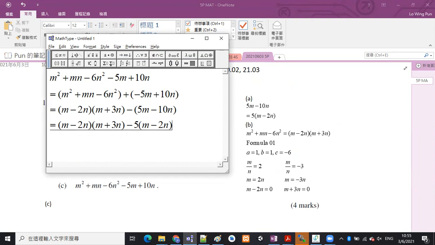And then we just take out the common factor and open the bracket. And the remaining term will be like this. And we just remove the small bracket here. And we check whether we have like terms to be calculated or not. So we have m term, n term, and constant term. All of them are unlike terms. So that's the answer.